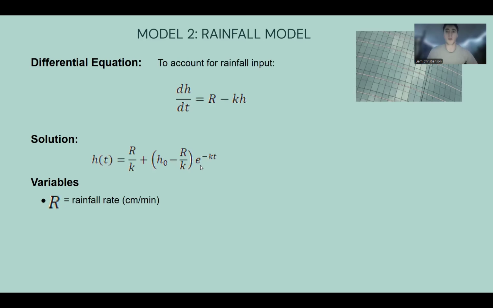Moving on to the second model, which is a more realistic rainfall model for a rainfall downpour. The second model adds a rainfall term to represent the continued precipitation during drainage. The rainfall input slows the decay process and changes the long-term behavior of the system. Instead of draining completely down to zero, this system approaches a small, steady-state depth.